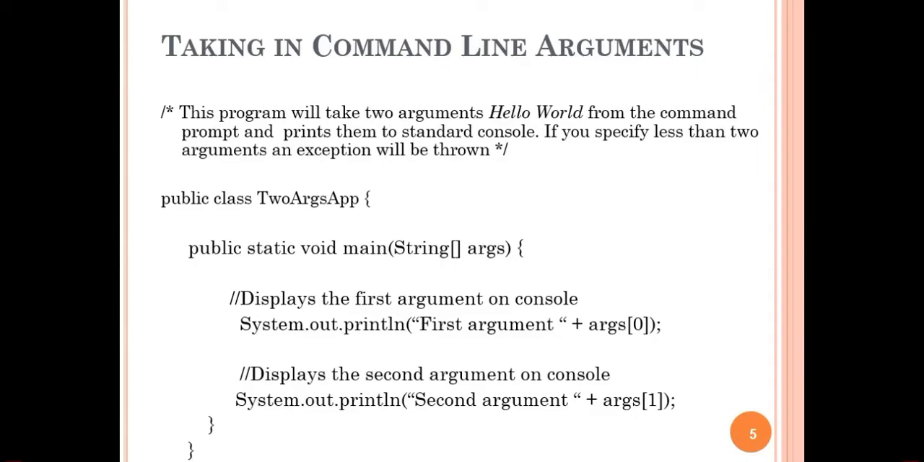This program will take two arguments, hello and world, from the command prompt and print them to the standard console. If you specify fewer than two arguments, an exception will be thrown. public class TwoArgumentsApp, public static void main(String[] args).